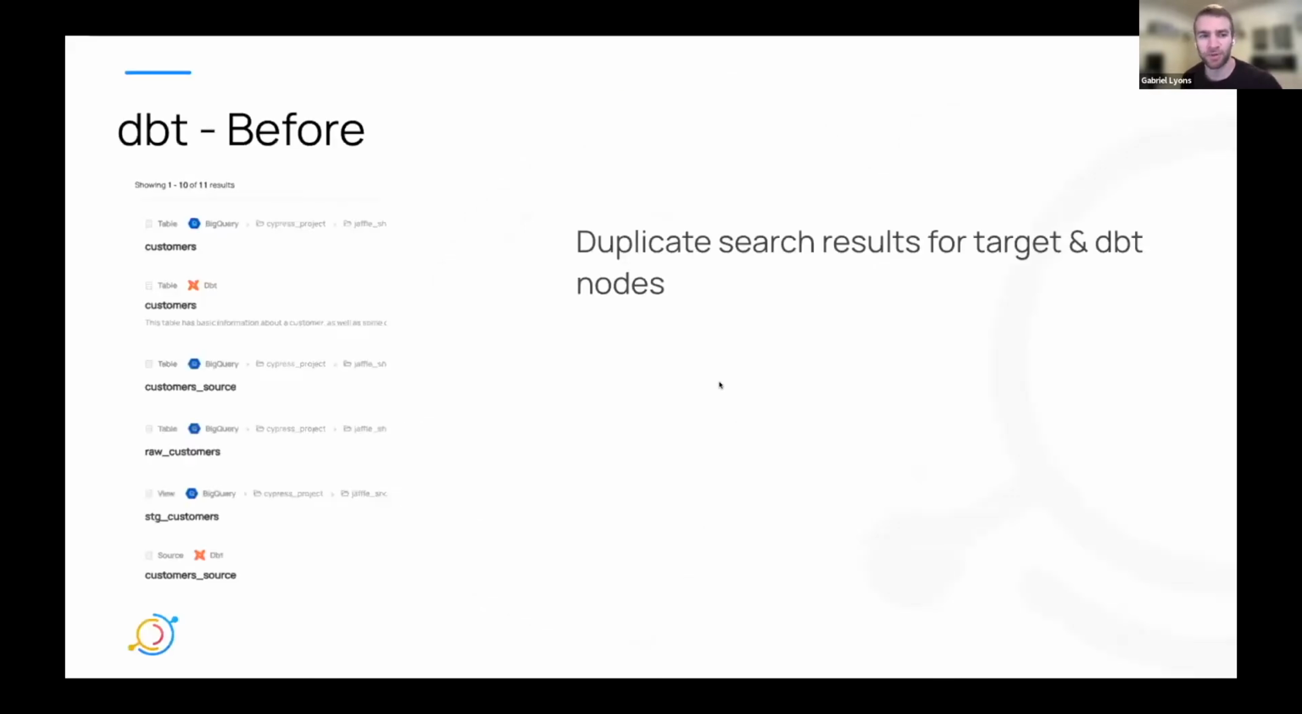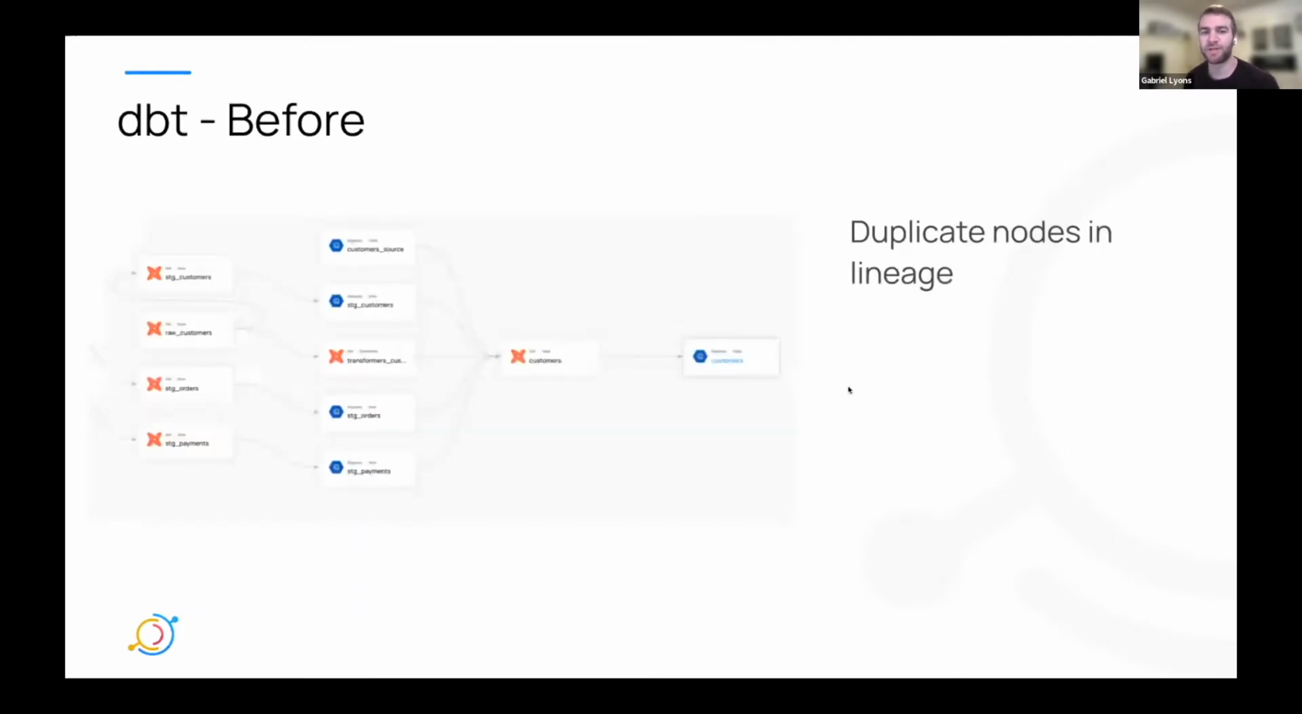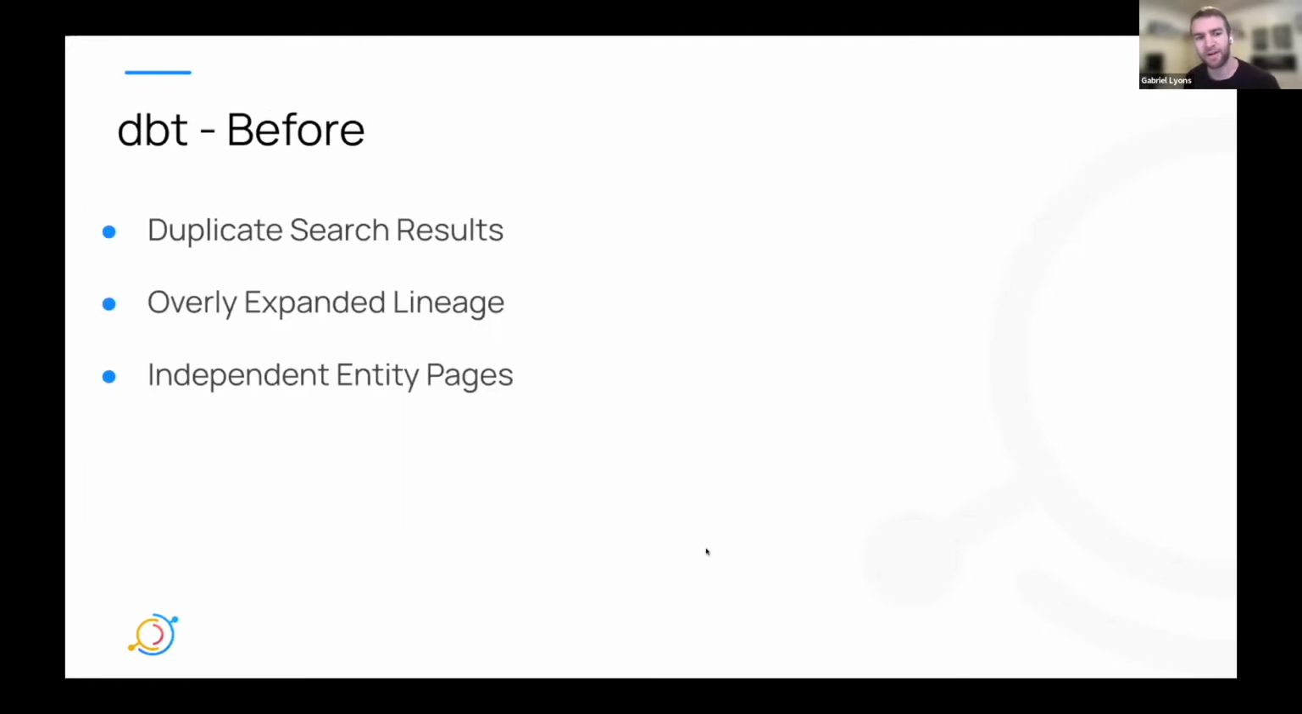So this comes up in a couple cases. In search, you would see these duplicate nodes, the data warehouse table and the dbt table, coming up in search. You also see a more expanded lineage graph where you see lineage between the data warehouse nodes and the dbt nodes themselves. And finally, you'd also see independent entity pages. So these dbt nodes and warehouse nodes would have their own entity pages where you'd see some of the metadata on the dbt page and some of the metadata on the data warehouse page.